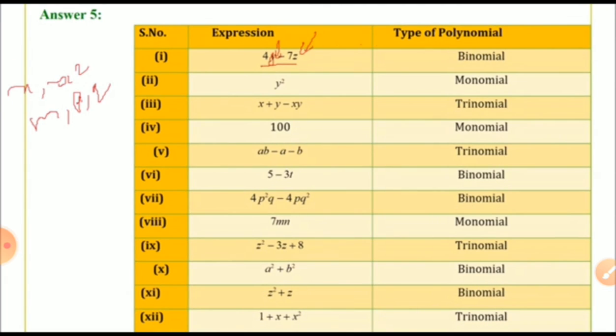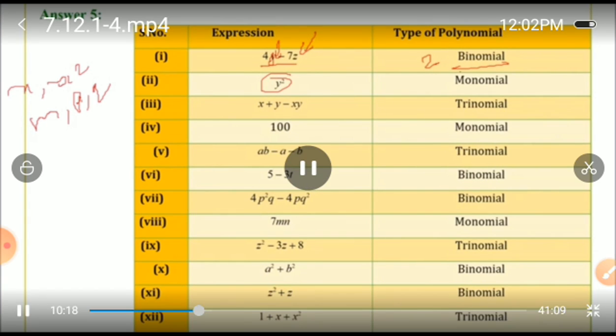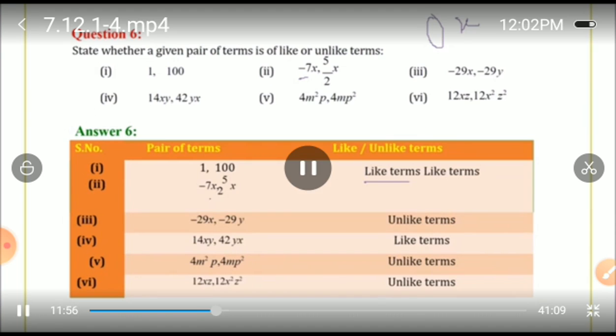Expressions and type of polynomials, binomial, monomial or trinomial. We already discussed in our introduction sessions. We know single term means monomial, double term means binomial, and three terms means trinomial.